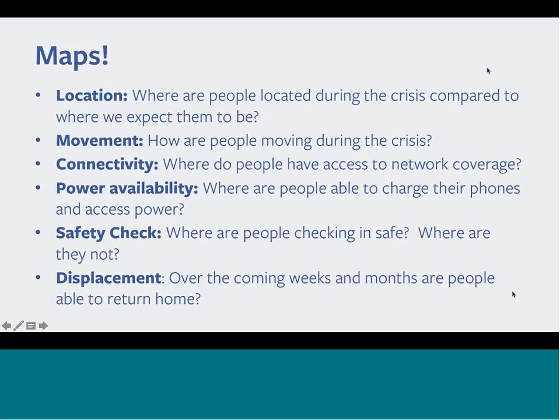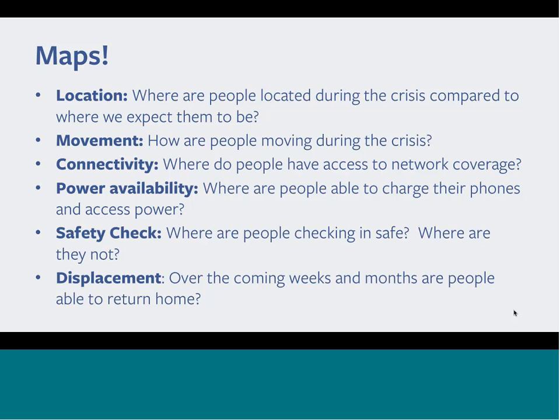when a natural disaster happens, we consistently produce 6 different map resources. The first is our location map. You can think of this as a dynamic population density map that shows where people are located in the crisis region during the crisis compared to where we expect them to be. We also provide a movement map that addresses the question, how are people moving during the crisis? We provide a connectivity map, which shows where people do and do not have network coverage access in the crisis region.